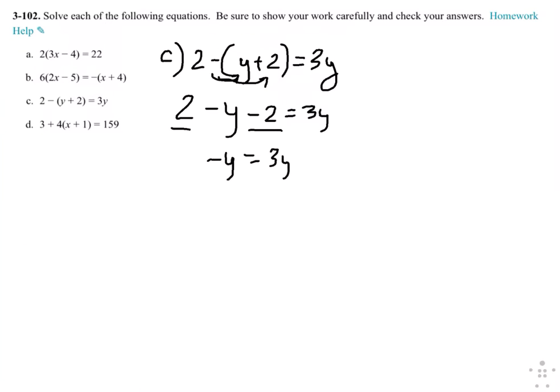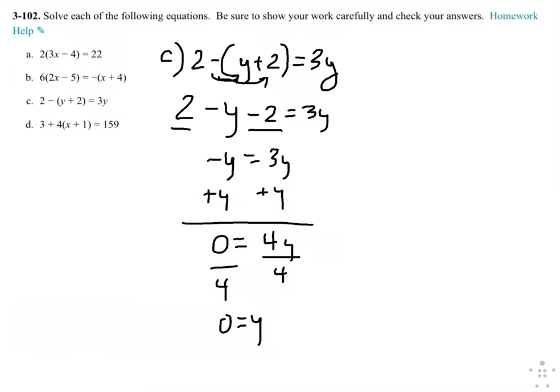I can add y to both sides, right? Add y. So I get 0 equals 4y. Divide both sides by 4, and I get 0 equals y. So y equals 0 for C.